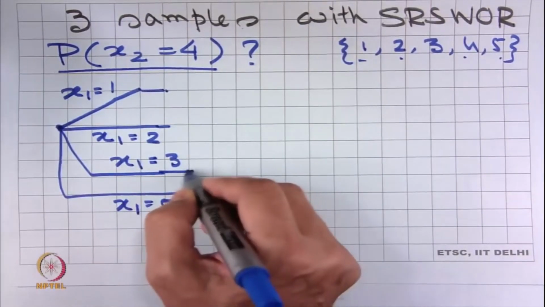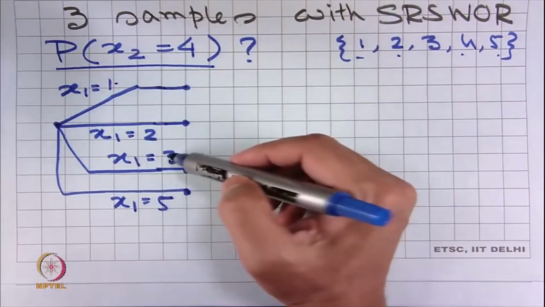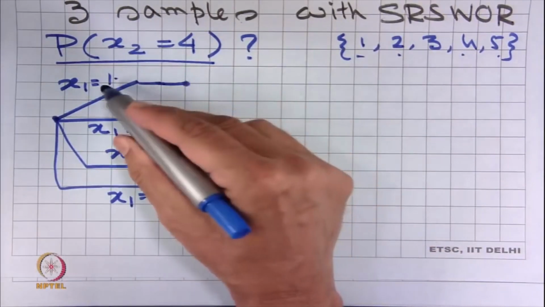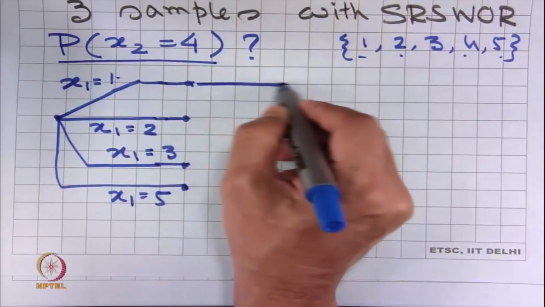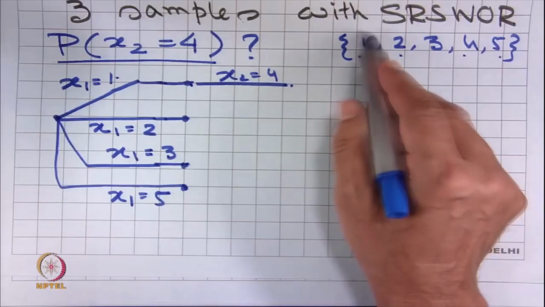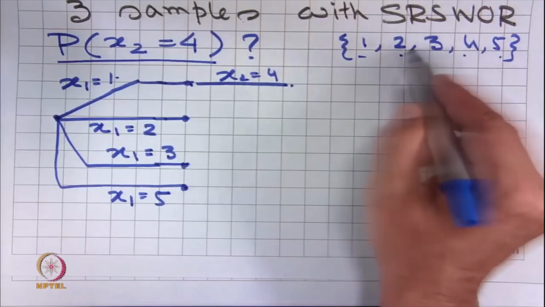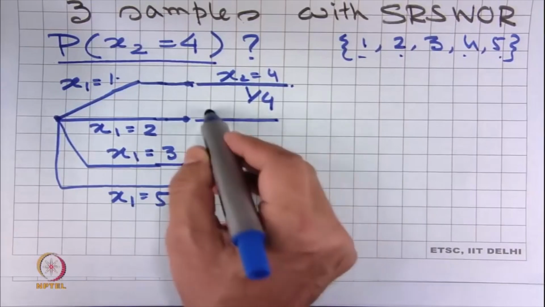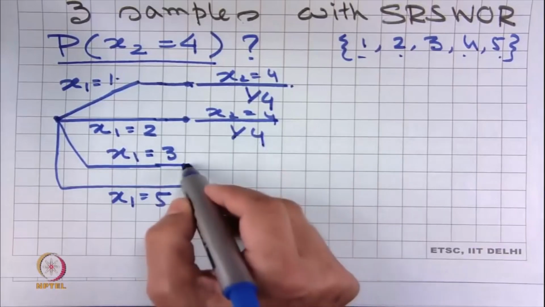The second sample can be 4 if the first sample is either 1 or 2 or 3 or 5. Now, after taking the first sample to be 1, what is the probability the second sample is 4? After 1 is taken, there are 4 elements, therefore the probability that the second element is 4 is 1 by 4. Similarly, here x 2 is equal to 4 has probability 1 by 4.